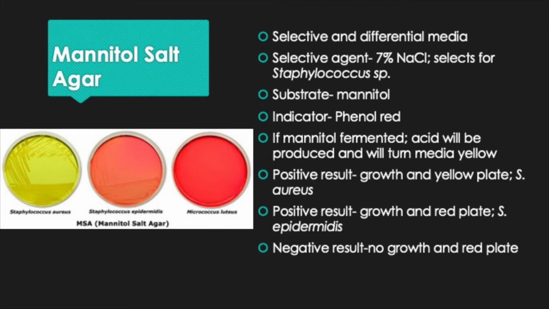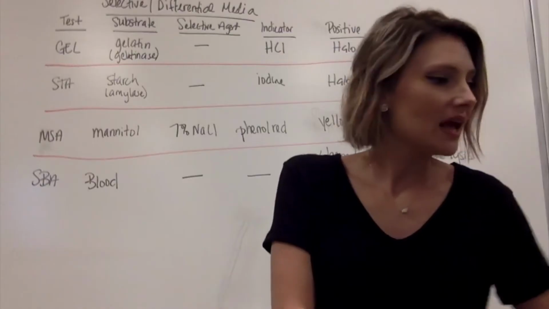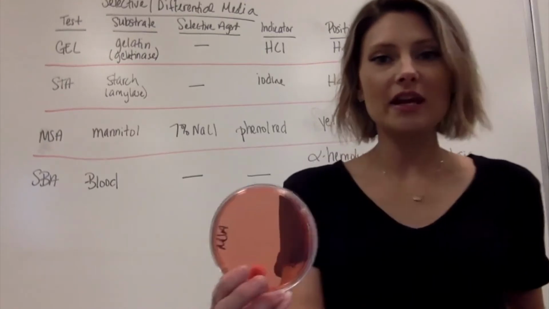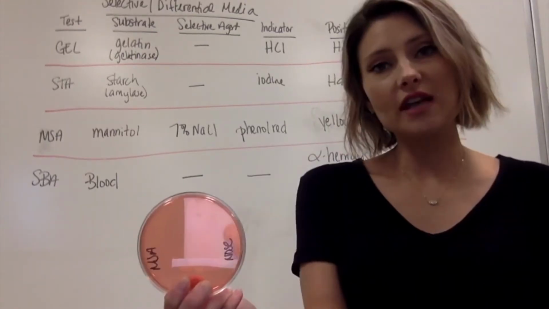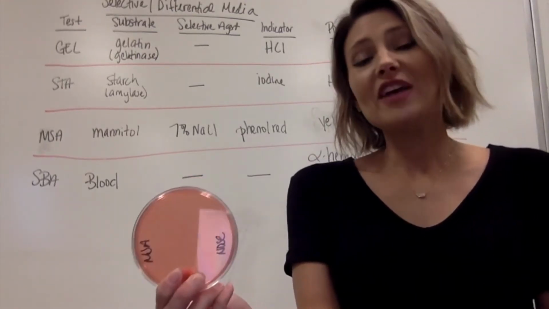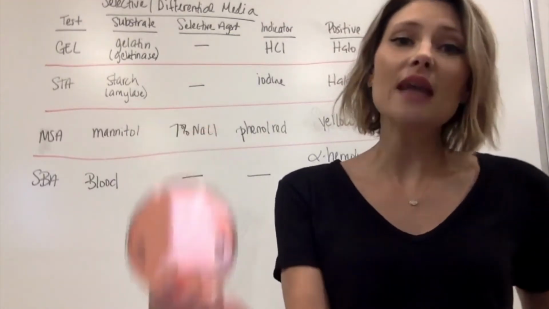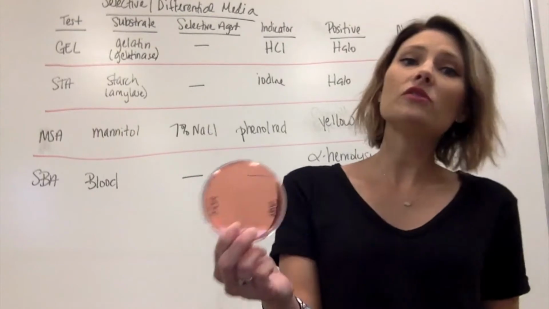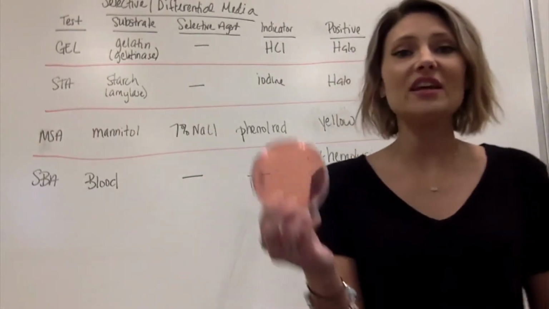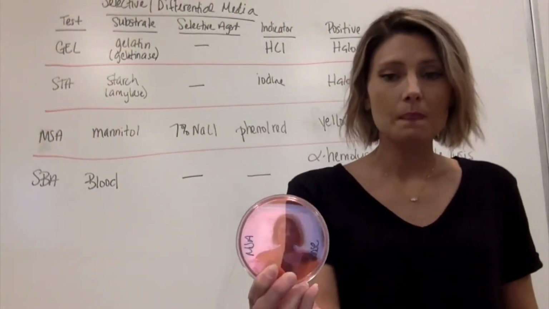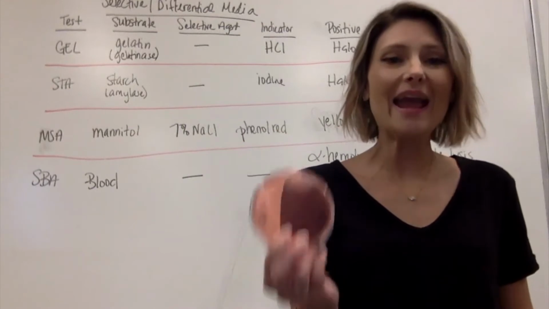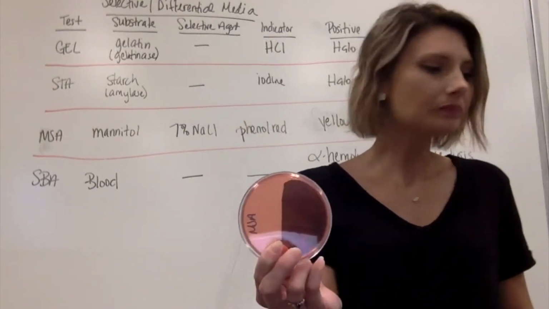Under acidic conditions, the phenol red turns yellow. It's already red. Here's my MSA plate. That's what it starts out as. So if I streak the bacteria, it grows, and this plate turns yellow, then that tells me that the bacteria that I have is Staph aureus. It fermented the mannitol, and it was able to grow.